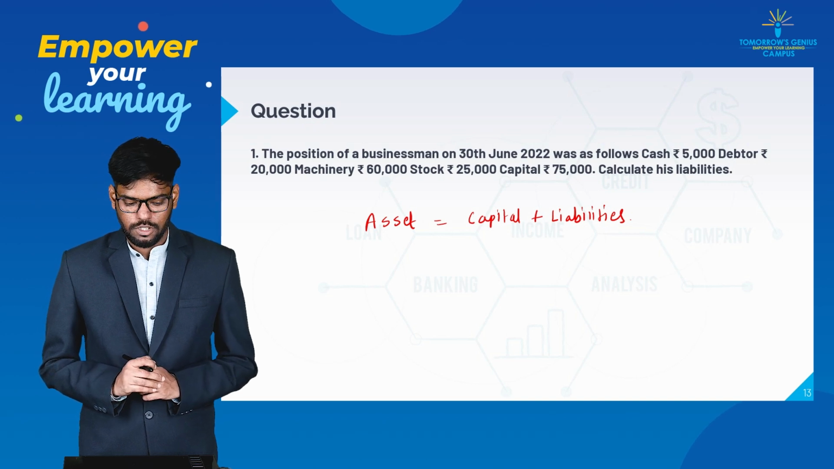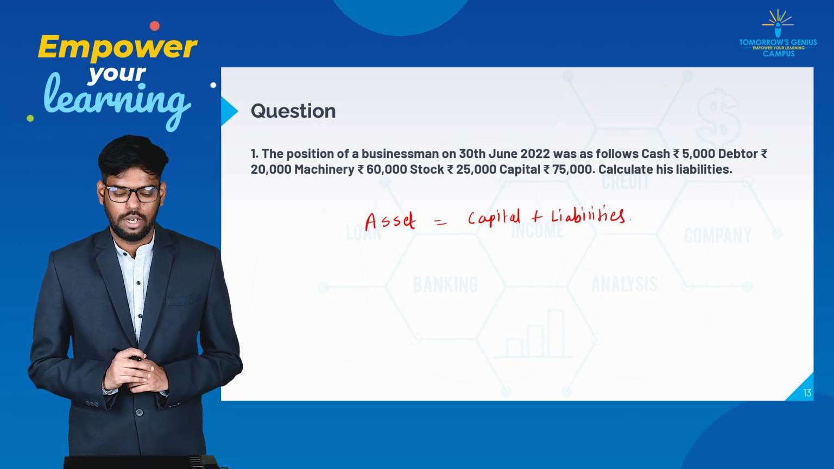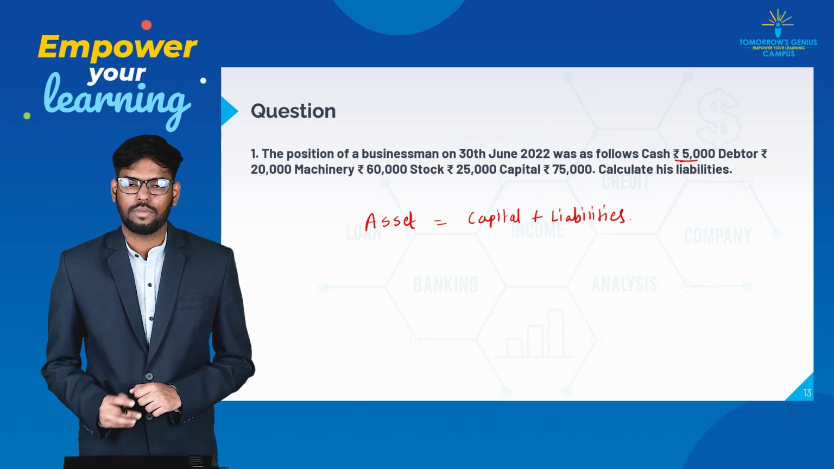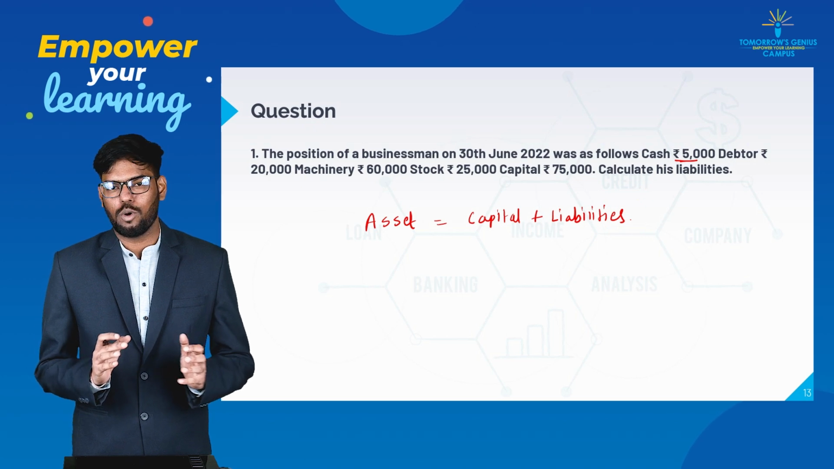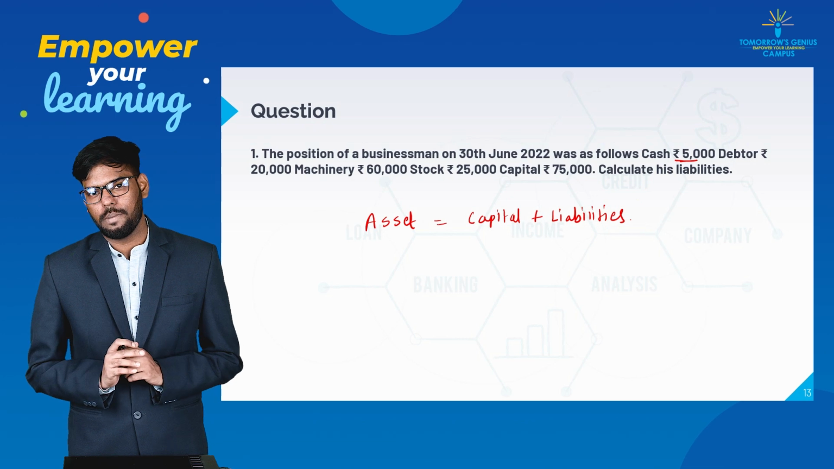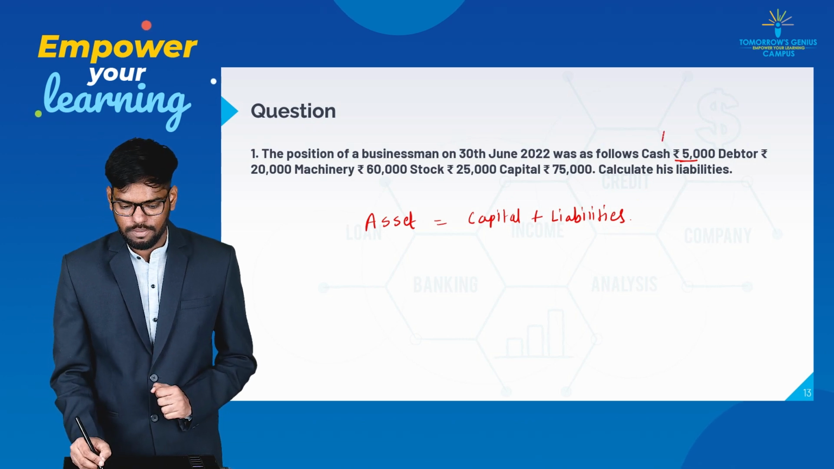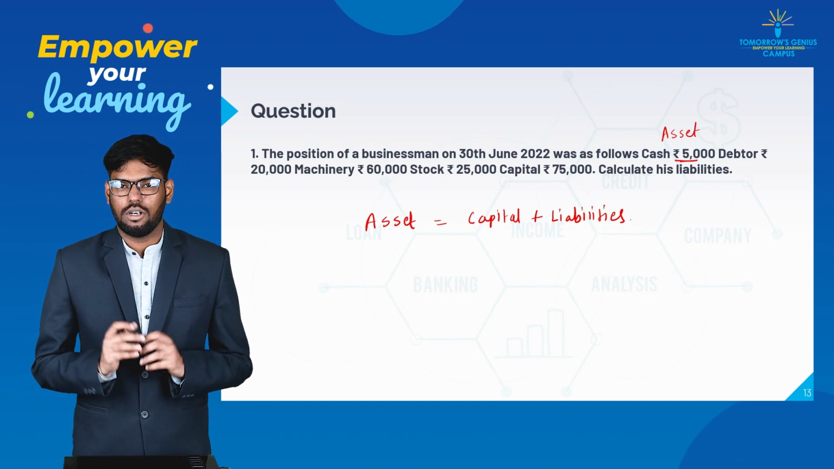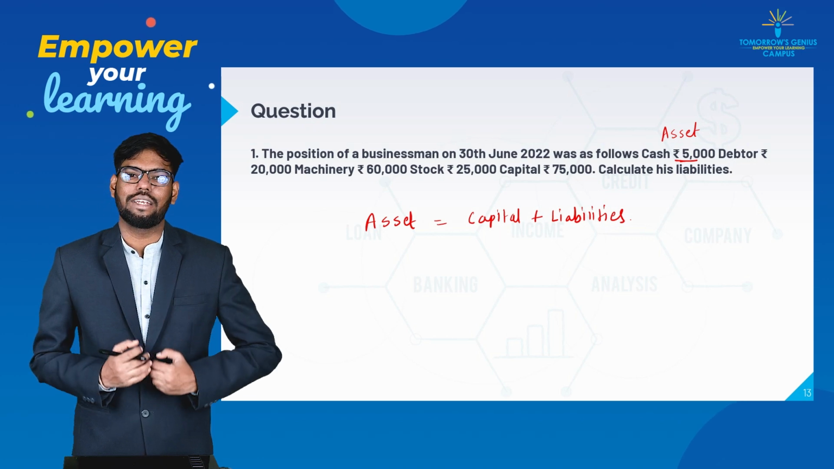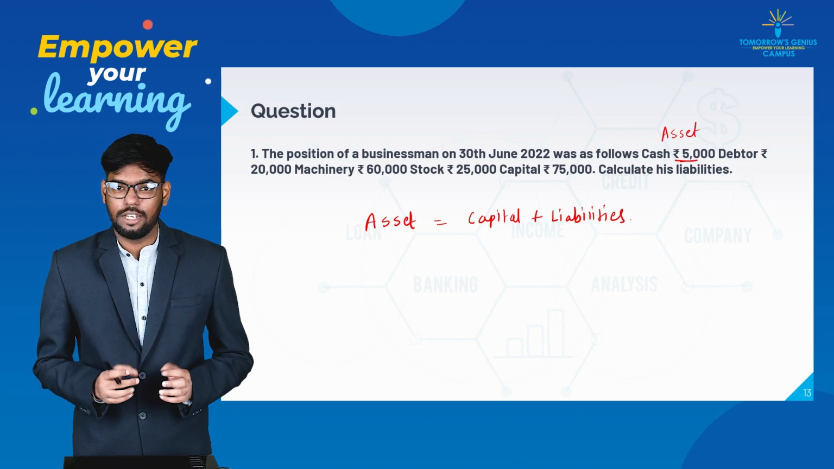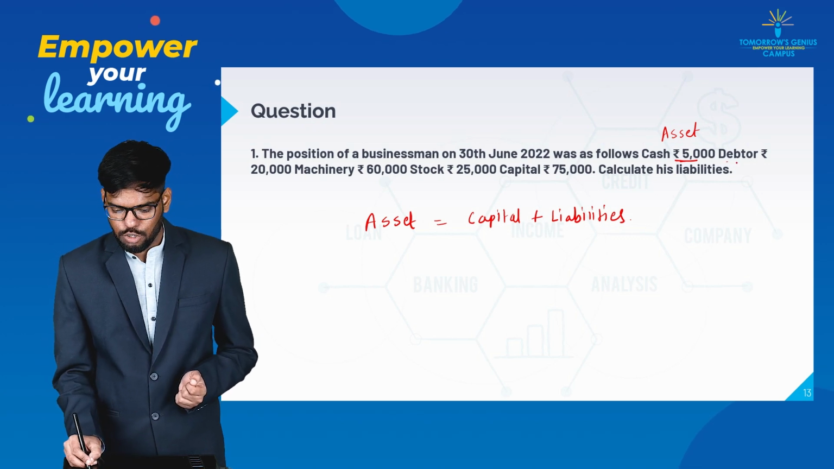The position of the businessman on 30th June 2022 was as follows. Cash is rupees 5,000. So first of all, we have to identify whether cash is an asset, capital, or liability. We know cash is an asset, right? Then a debtor of rupees 20,000. So what is a debtor basically? The person from whom we have to recover money is known as a debtor, right? So anything receivable is my asset. So this debtor is also my asset.